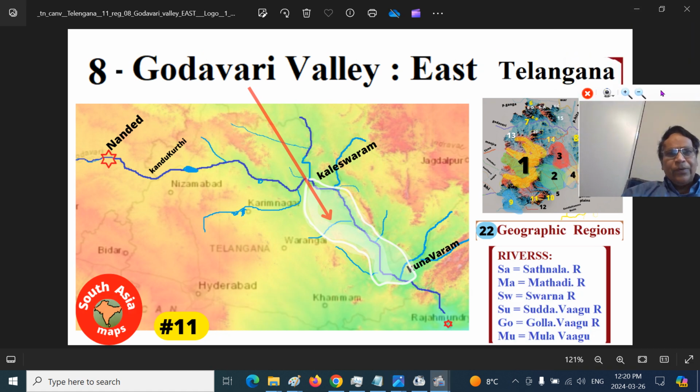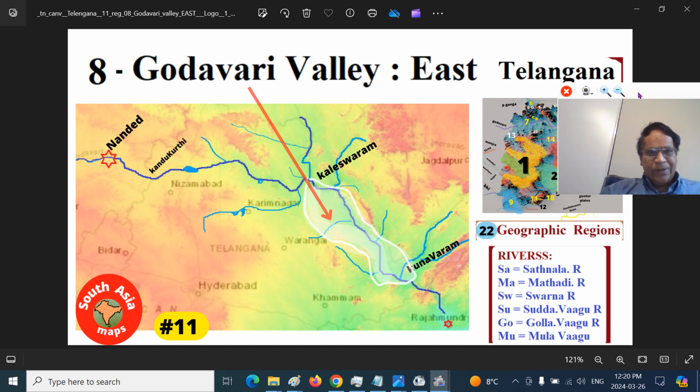So this is the Godavari Valley East. The Godavari Valley enters Telangana state where the Manjira river meets it, at a place called Kandukurti. This is about 30-40 kilometers east of Nanded, where the Manjira river joins the Godavari river, Godavari Mata. From Kandukurti to Kaleshwaram, where the Pranahita river joins, which itself is a union of the Vardha river and Wainganga, we dealt with earlier as the Godavari Valley West.